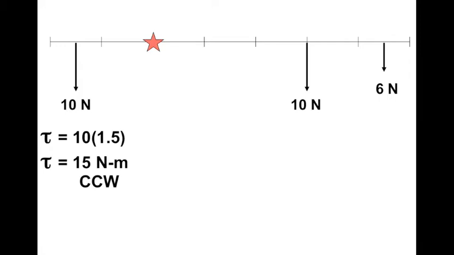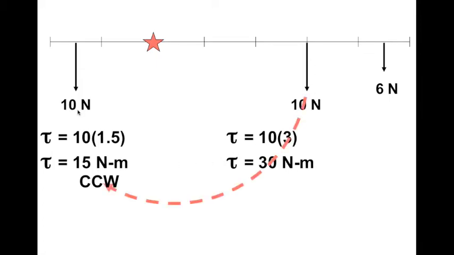Let's try the next one. Again, my force is 10, and this time my distance from the pivot point is 3. Pivot point was here. 1, 2, 3. And if I make that one start rotating around the star, you can tell it's going to go this way. And that is the way a clock goes.